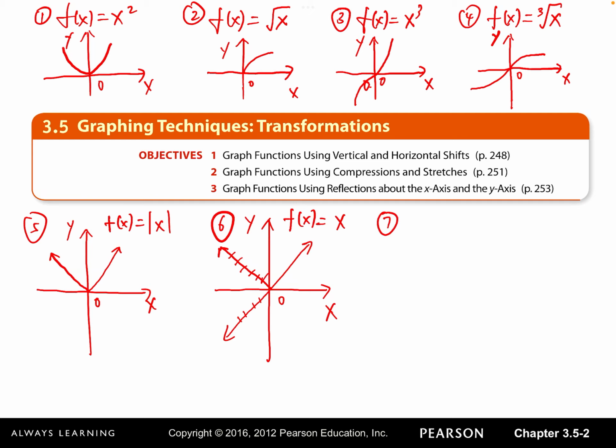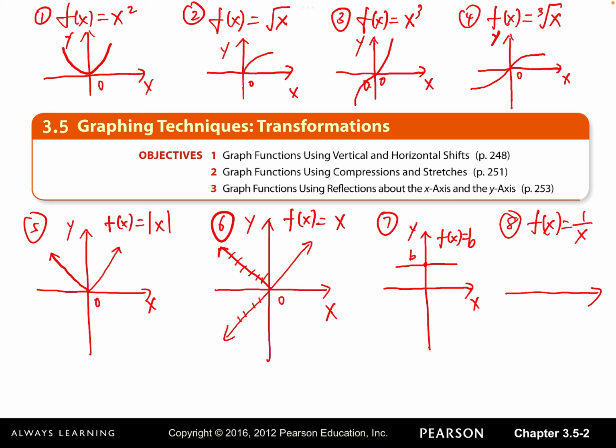And then the 7th key function in the library, that's the function we learned before. It's called the constant function, right? f of x equals b, where b is the intercept. And the last function is called the reciprocal function. Standard form f of x equals 1 over x. The reciprocal function has two parts, first quadrant and third quadrant.